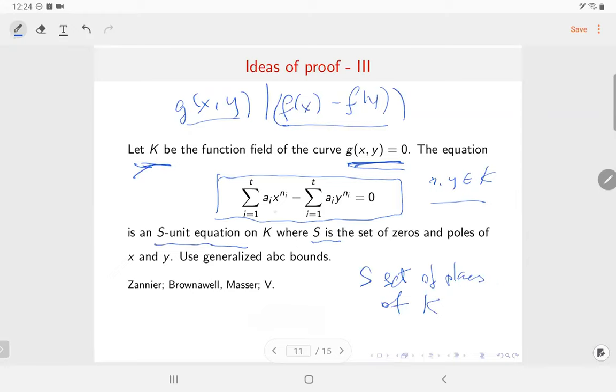Because in this equation all the terms are powers of x and y, the zeros and poles of all the terms are zeros and poles of x and y. The zeros and poles of x squared or x cubed or x to the seventh are the same as the zeros and poles of x, with different multiplicities, of course, but the same zeros and poles.